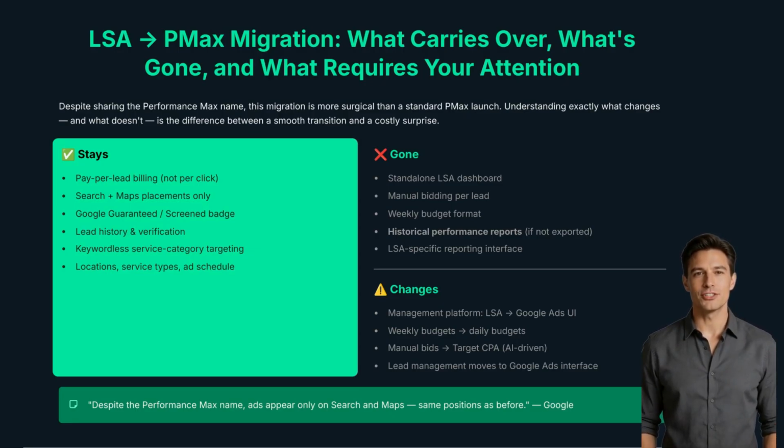Here's what changes but doesn't disappear. Where you manage everything moves from the LSA dashboard to Google Ads. Where leads appear and how you respond to them moves to the Google Ads interface. How budgets are structured, weekly becomes daily. How bidding works, manual becomes automated. Target CPA. The core of local services ads survives this migration. What changes is the platform, the bidding mechanism, and the reporting home. All 3 require specific preparation.